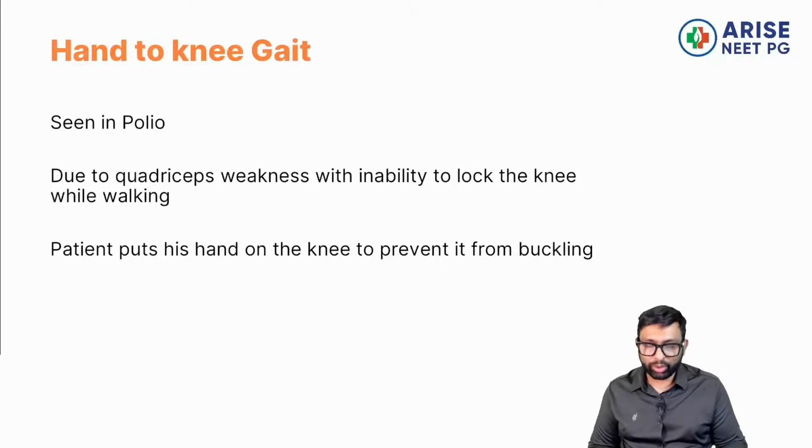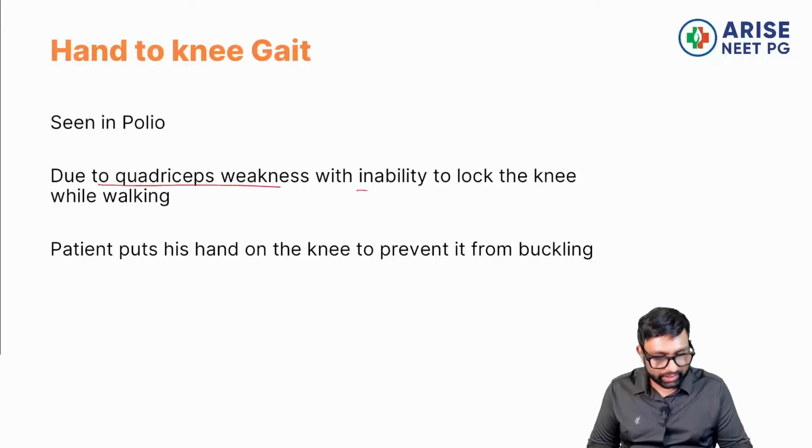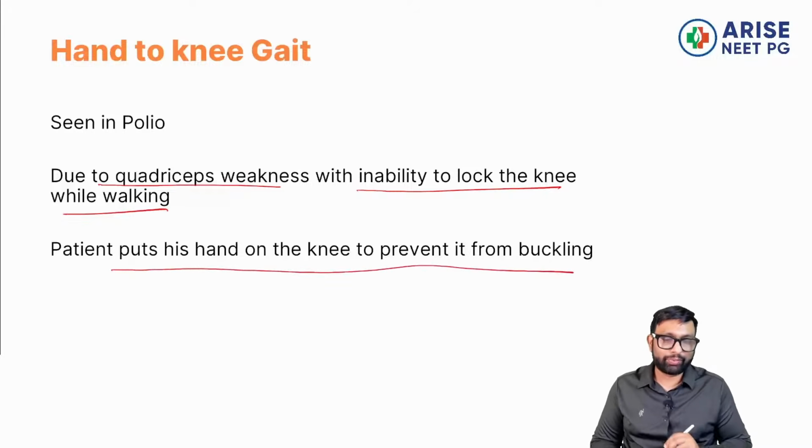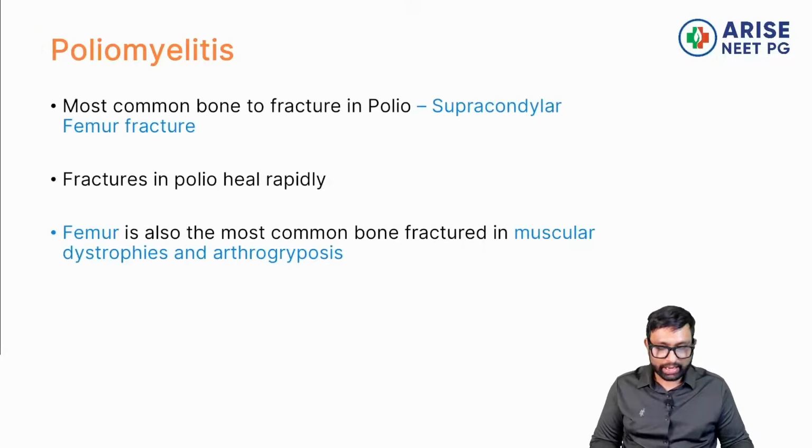So in patients with polio, due to quadriceps weakness, they have inability to lock the knee while walking. So the patient puts his hand on the knee to prevent it from buckling, and that is called a hand to knee gait, commonly seen in patients with poliomyelitis.